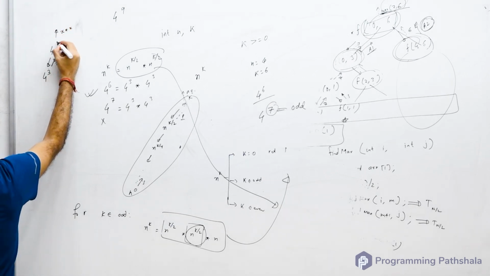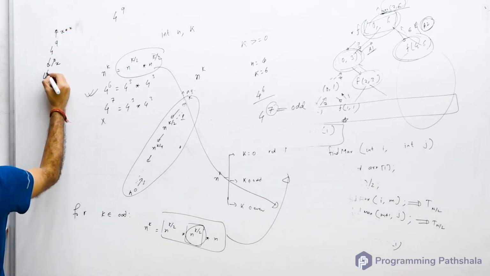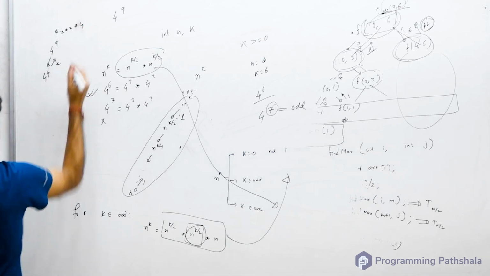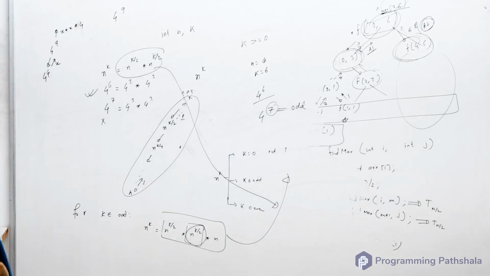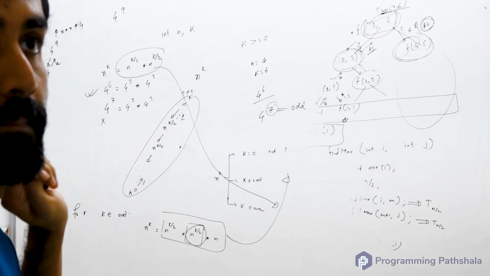Coming back to it, if this was 4 raised to power 9, you had called for this, and what you are returning is something like this. Did it make sense, guys, what I just showed to you?